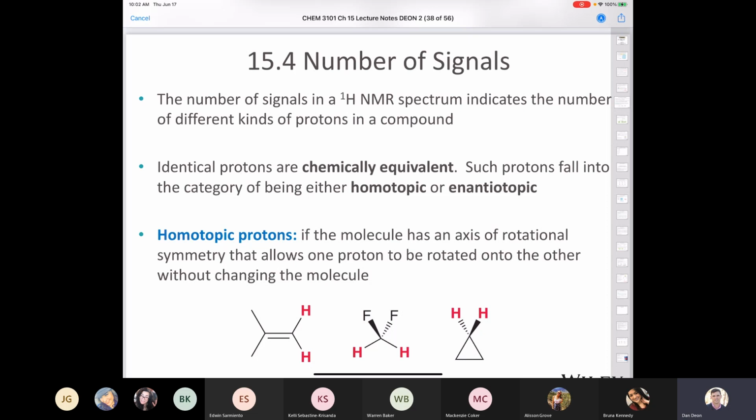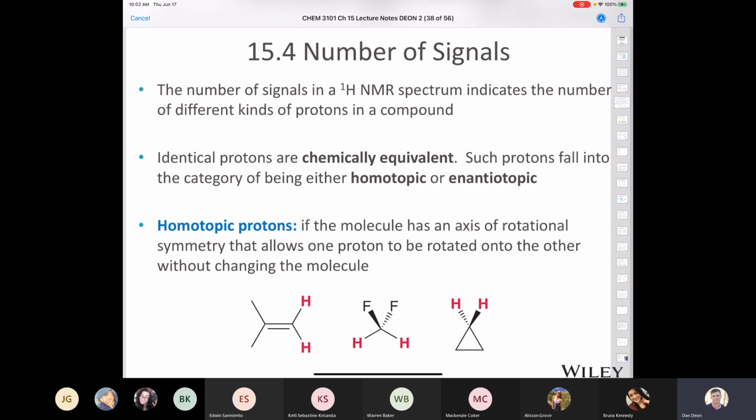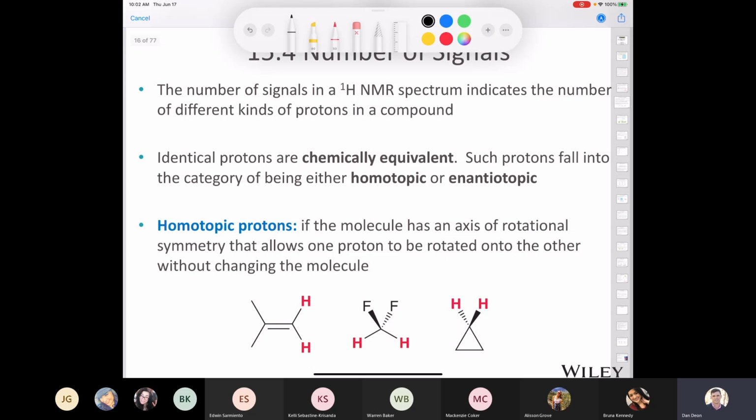And so the number of signals in a proton NMR spectrum, I'm just reading off the slide, indicates the number of different kinds of protons in a compound. Notice that it says different kinds of protons because if protons are the same, that means they're going to be in the same electronic environment. They're going to feel the same amount of the externally applied magnetic field. They're going to have the same difference in energy between the alpha and beta spin state, and they're going to release the same amount of energy. And so we can't distinguish between them.